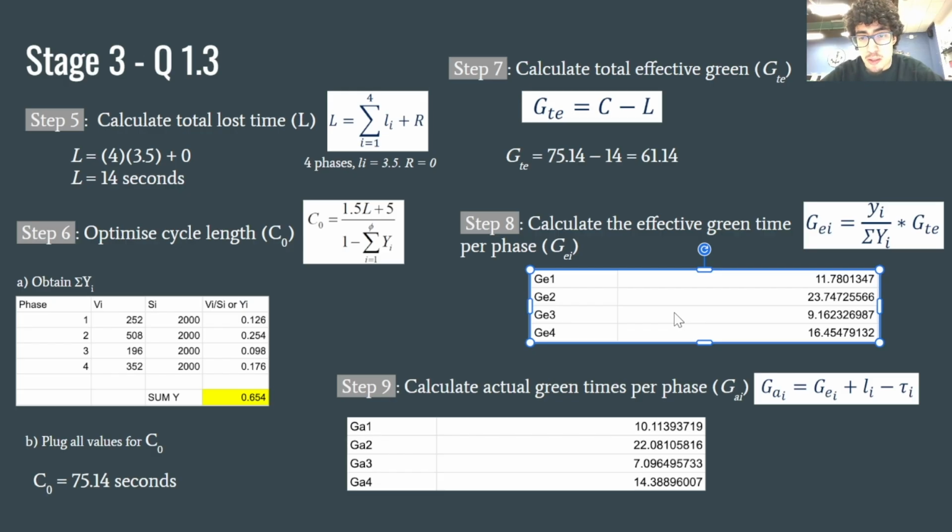And similarly, we can then find the actual green time per phase using this equation. And once we do that, we get these numbers. Once again, this is our model.